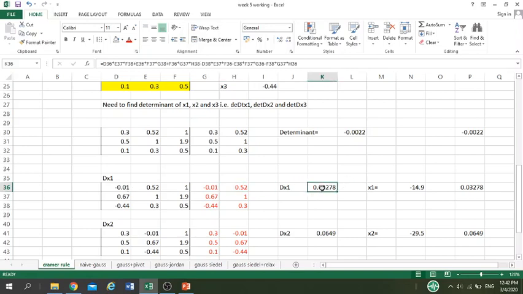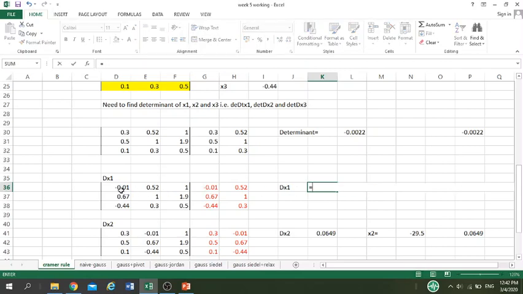So for example, the determinant of x1. I denote the determinant of x1 in terms of x1. We multiply all the numbers along these diagonal lines, then add it up with the multiplication of the numbers along the next diagonal lines.